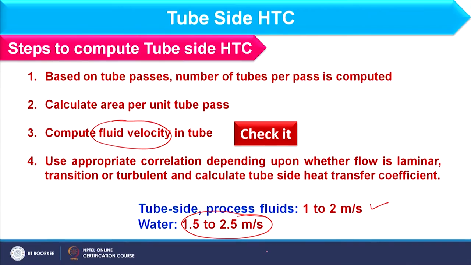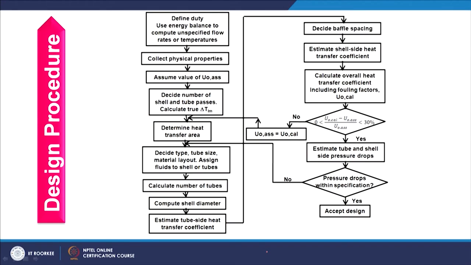Okay. Now, once you have this, you have to use the appropriate correlation depending upon whether the flow is laminar, transition or turbulent, and calculate the tube side heat transfer coefficient. So, all these expressions we have already discussed. Just keep in mind that in case of water, you should use the specific correlation which is developed for water only, okay. So, these are some steps to calculate the tube side heat transfer coefficient.